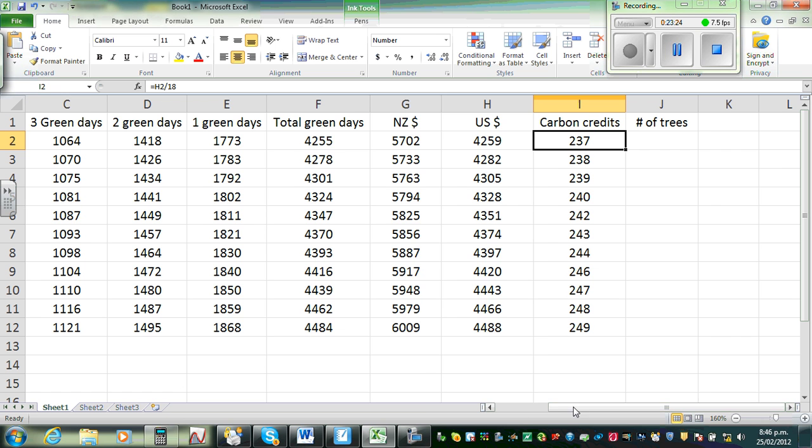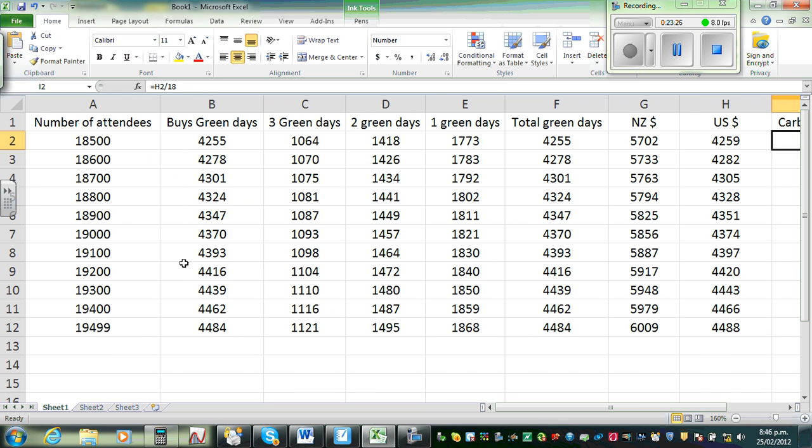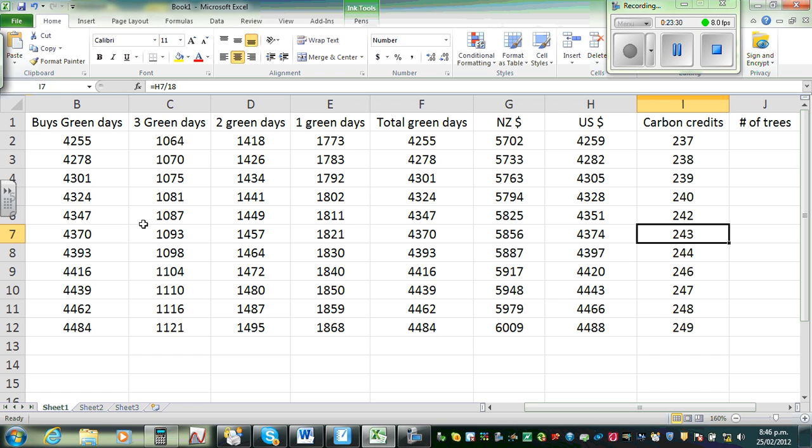How many carbon credits did we get for 19,000? So let me check. Carbon credit is 243. And I've done some mistake. I think I've taken too much time. Hopefully you can do the rest and get the answer.